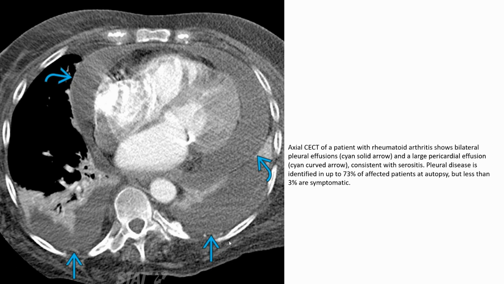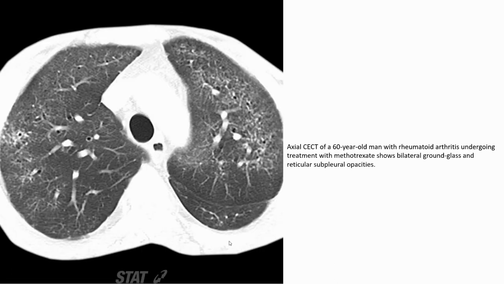Contrast-enhanced CT shows bilateral pleural thickening, solid arrows, and a large pericardial effusion. Contrast-enhanced CT of a patient with rheumatoid arthritis undergoing treatment with methotrexate shows bilateral ground glass and reticular subpleural opacity.